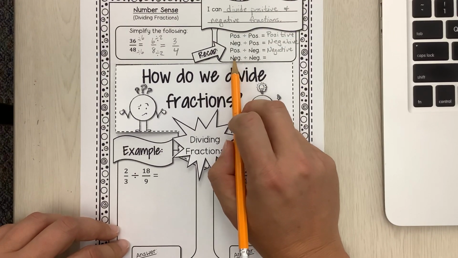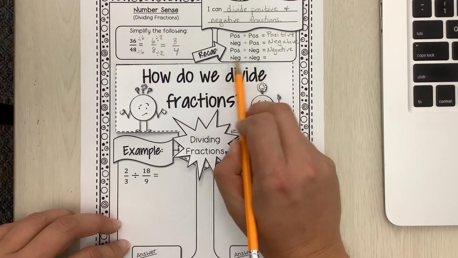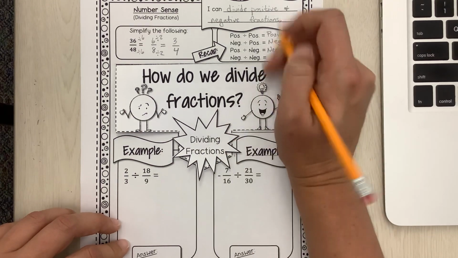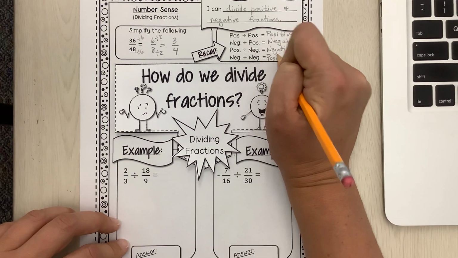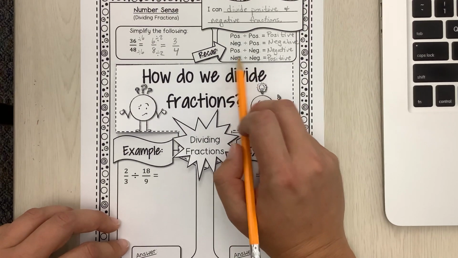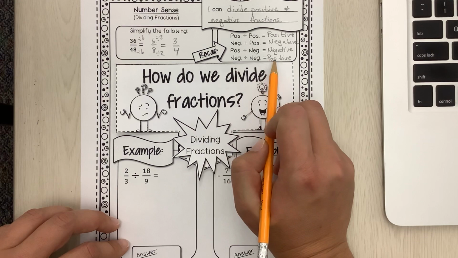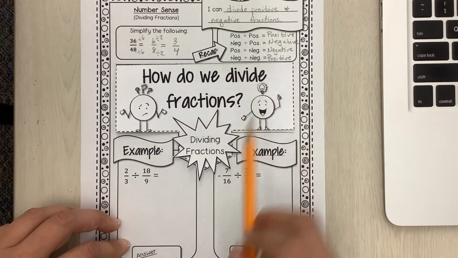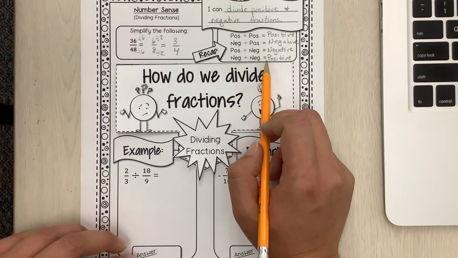The last one here, negative divided by negative, that's 2 negatives. 2 is an even number of negatives, which means it changes to positive. It's almost like once you have 2, you can cross them out and change it to positive. If you had 3, well, that third one would be by itself, so it would still be negative. I hope this makes sense. We'll talk about this more.